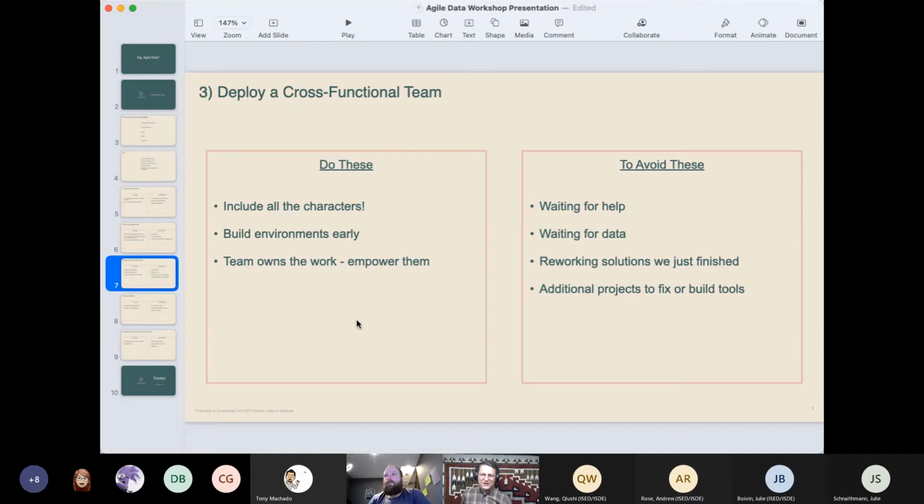Reworking solutions we just finished. Why? Because they're not deployable, they're not scalable, they're not productionized. Lastly, additional projects to fix or build tools. If you deploy right away, if you build things to scale now, if you start managing them like you're going to manage them later, now, you will automatically build the tools that you need.